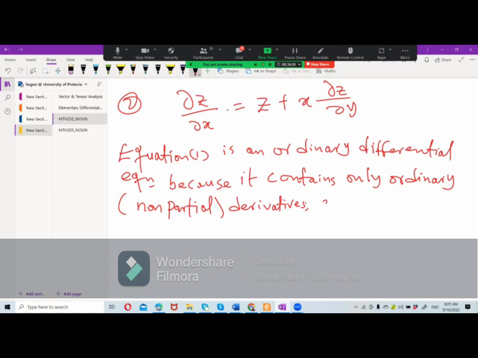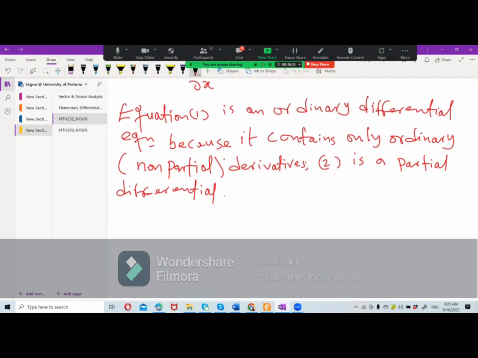Now, number two is a partial differential equation because it contains partial derivatives.